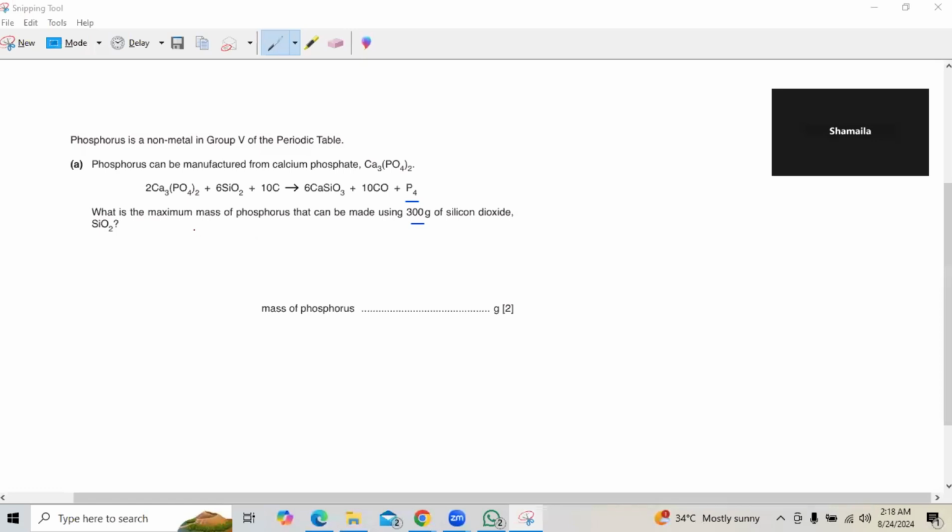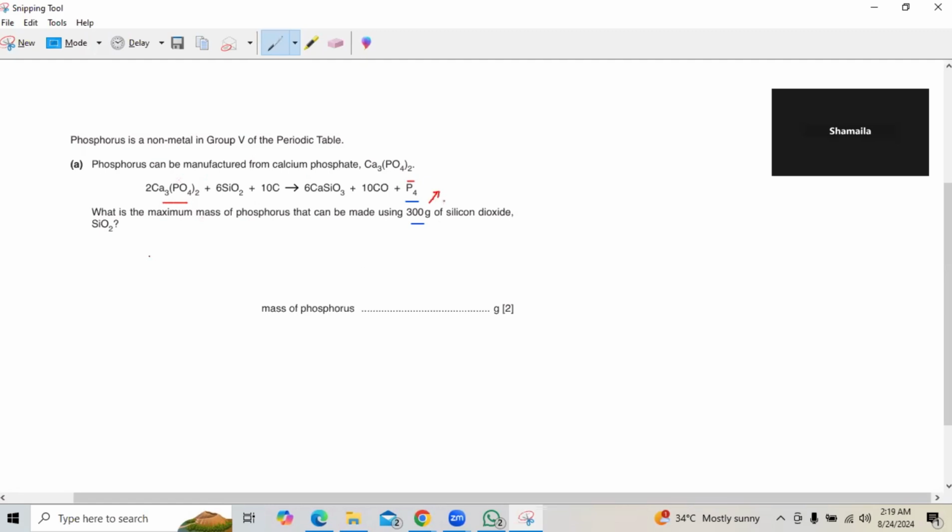So they have given us that phosphorus is a non-metal in group 5 of the periodic table. Phosphorus can be manufactured from calcium phosphate. Okay, so this is phosphorus and they are manufacturing it from calcium phosphate. They are asking what is the maximum mass of phosphorus that can be made using 300 gram of silicon dioxide. So we are given the mass of this one.